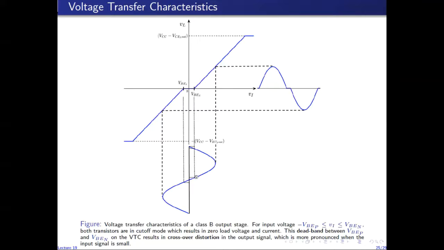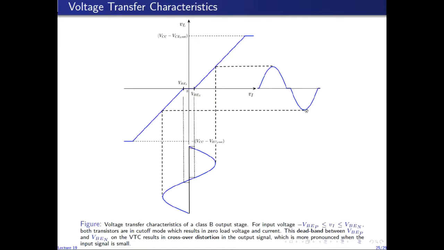Similarly, when VI drops below 0.5 volts and is greater than minus 0.5 volts, there is no conduction either through QN or QP, and the voltage again is zero. As soon as VI drops below minus 0.5 volts, QP starts to conduct, and we get a linear relationship between VL and VI. So the shape of the output waveform is the same as the shape of the input waveform within this region, as long as VI is smaller than minus 0.5 volts.